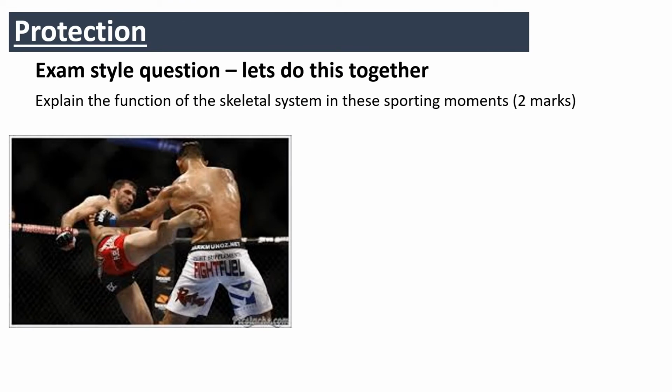Now have a look at this exam question. Let's do this together. Explain the function of the skeletal system in these sporting moments. Now it's a 2-marker, so you're not going to be spending too much time. But as you can see, we have a fighter who is delivering a kick to the opponent's ribs. So what you're looking at here is, how is this helpful?